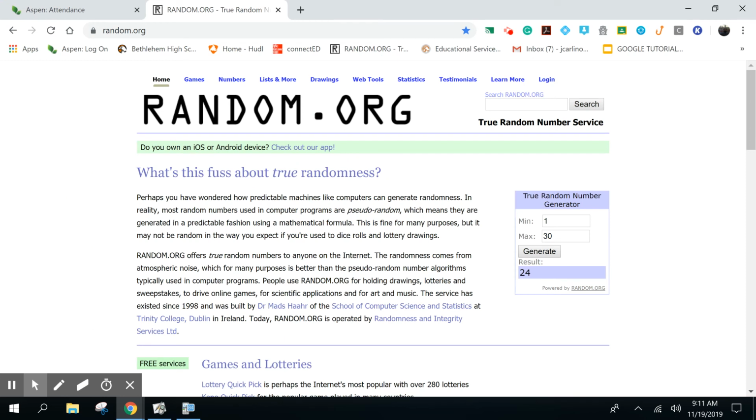24. Anybody have 24? Or is that too high? Too high. 15. 15 in the house. Here we go.